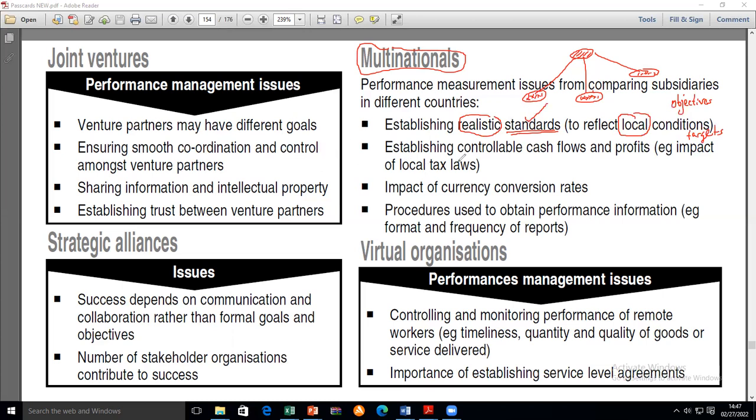There's also the issue of controllable and uncontrollable items. We need to be very clear about it. Which cash flows are controllable and which ones are uncontrollable? Which items should we be held responsible for?